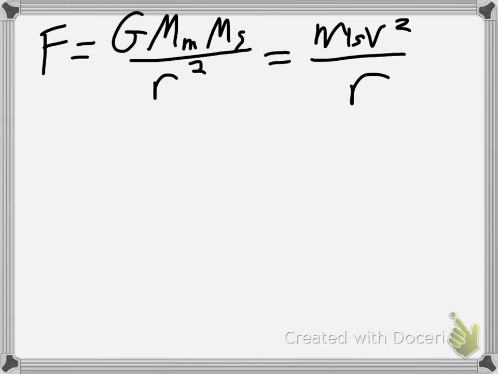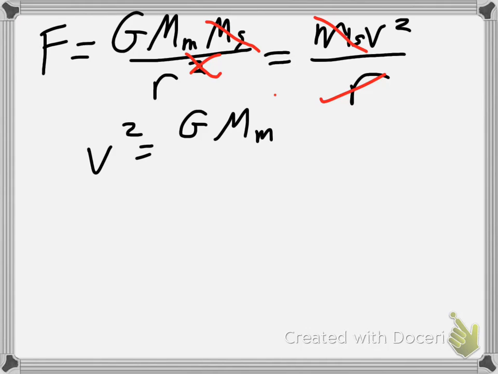So just looking at this equation here, I can cancel out one of my radiuses. I can cancel out the mass of the satellite. And then I'm left with a new equation, v squared equals G times the mass of Mars divided by the radius. We know v from the problem, we know radius from the last part of the problem.